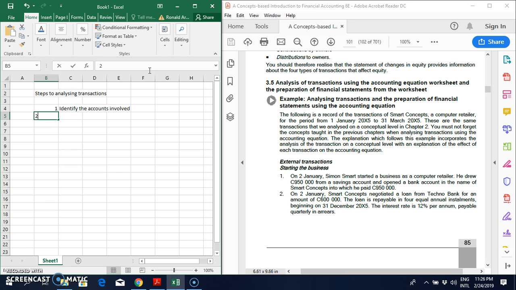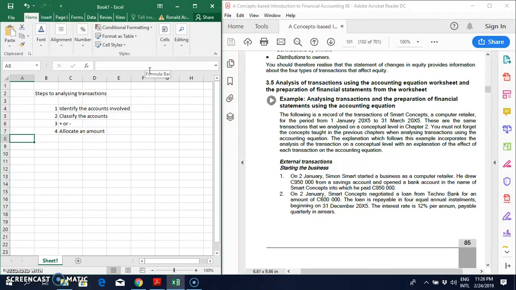Once we've identified accounts, the second part is to classify the accounts. Now when we classify the accounts, I'm referring to its classification in terms of the elements. So is it an asset? Is it a liability? Does it fall under owner's equity? And under owner's equity, is it capital, drawings, income, or expenses? Step 3 would then be to determine whether the account is increasing or decreasing. And step 4 is we allocate an amount.